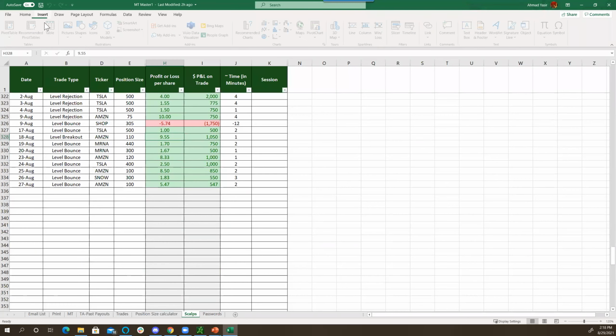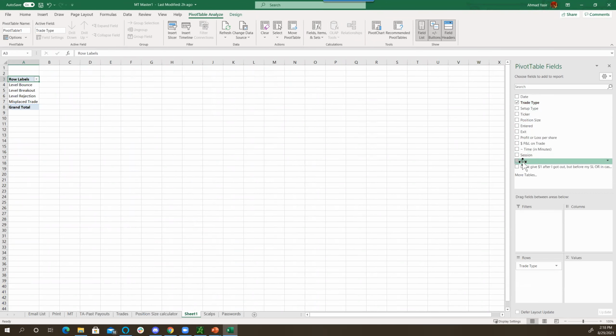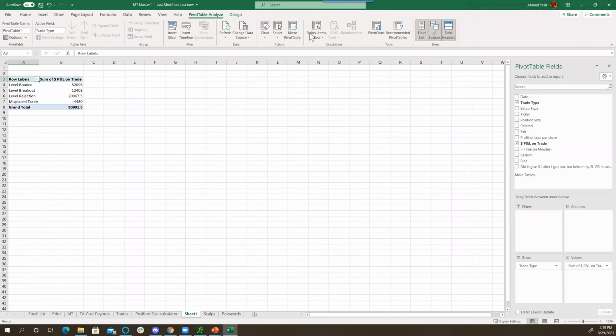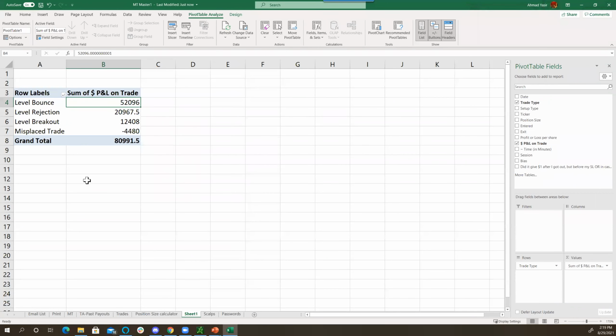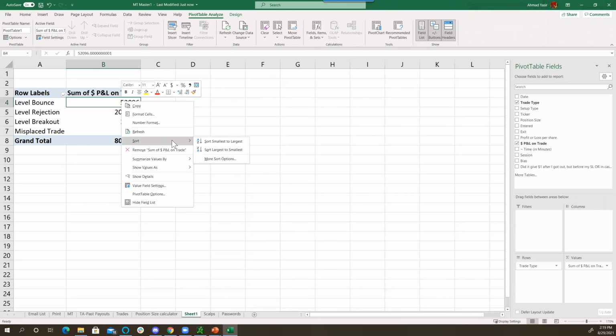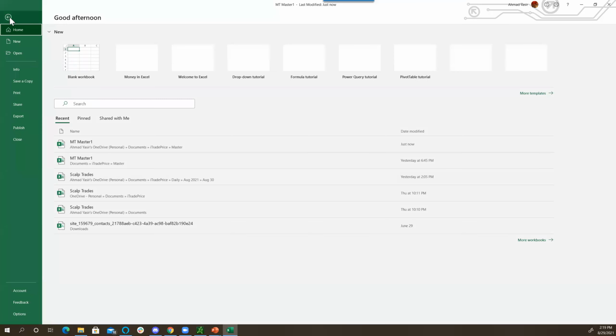Let me drop a pivot table on it and I'll show you something interesting. So if I sort it by trade type, and let's say P&L, okay, I need to sort largest. I don't know why it's not sorting like that, but, oh, it did, okay, sorry.